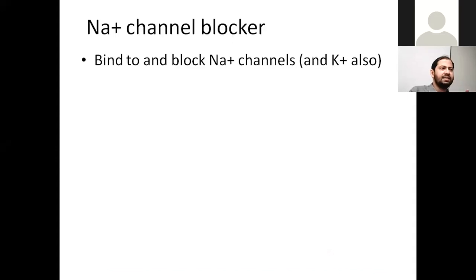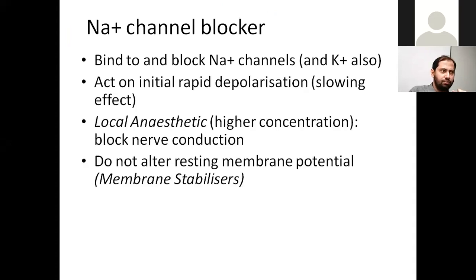Then one by one we'll be discussing each class. We'll begin with class 1 anti-arrhythmic drugs, which are the sodium channel blockers. They bind to the sodium channels and block them, and these drugs also block the potassium channels. So they act on the initial rapid depolarization phase. As these drugs block nerve conduction in higher concentration, they can also be used as local anesthetic drugs.